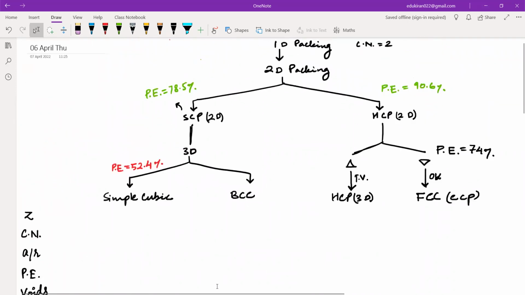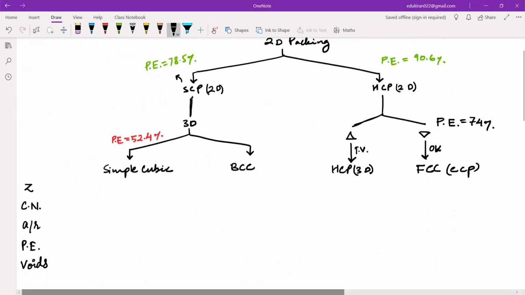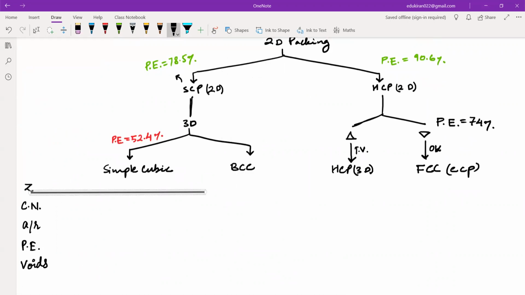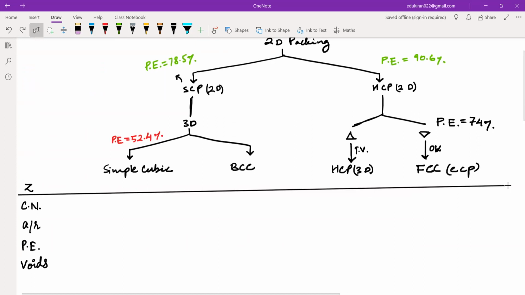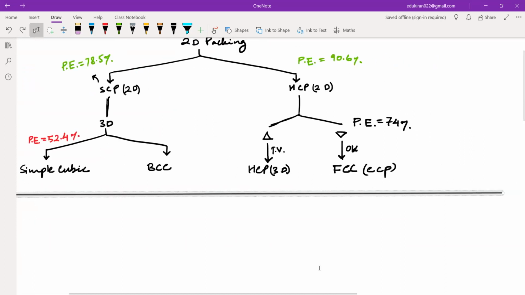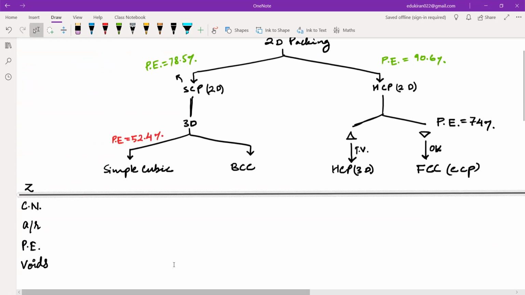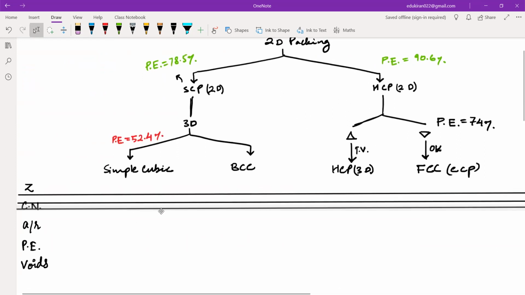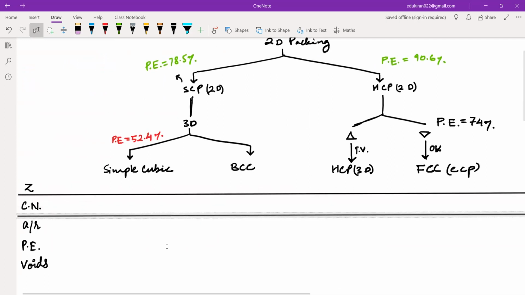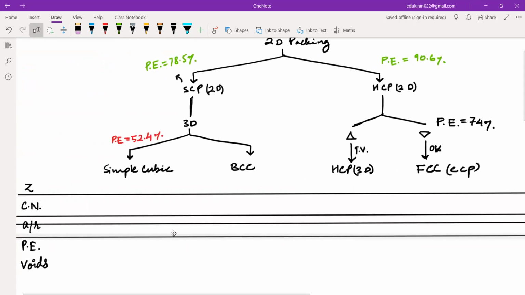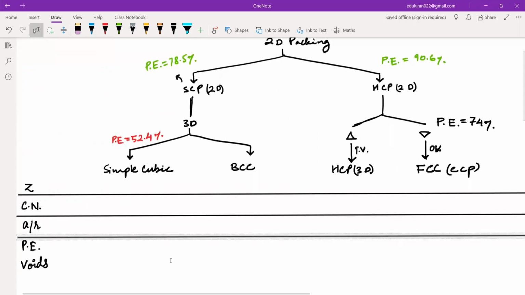Please tell me, what is the Z for simple cubic? What is the Z for simple cubic, guys? 1. 1. Very good. And what is the coordination number? Yes, guys, tell me what is the coordination number? 8. No.